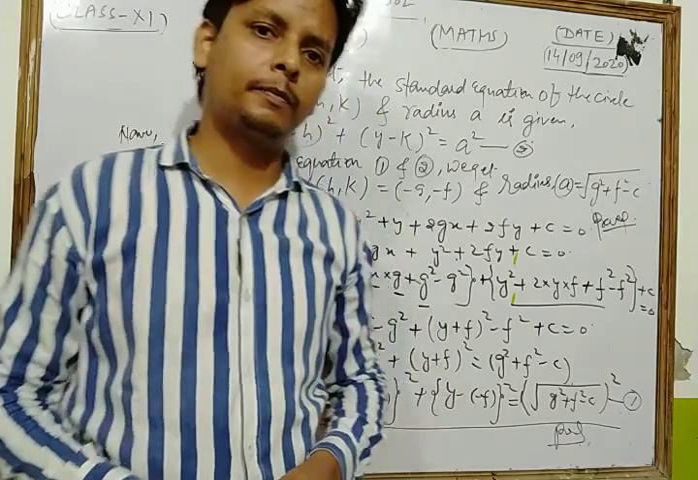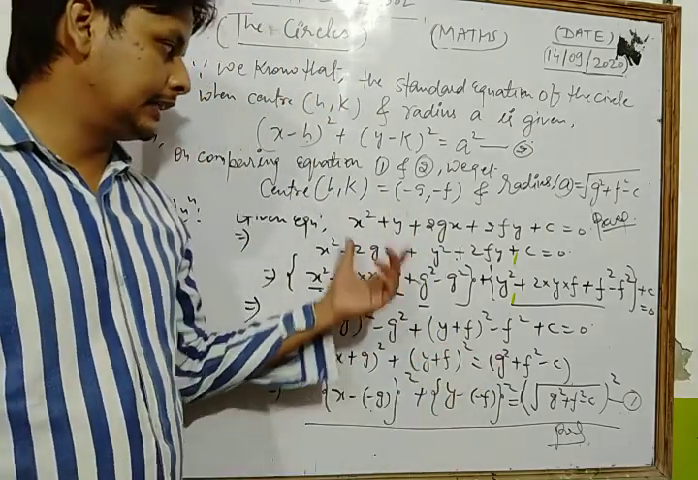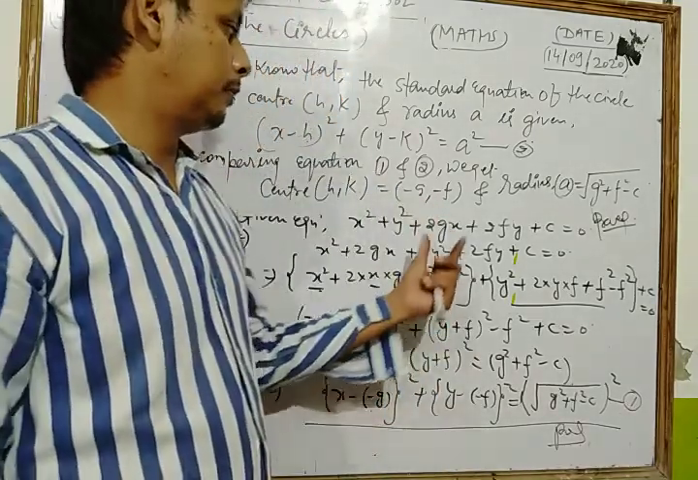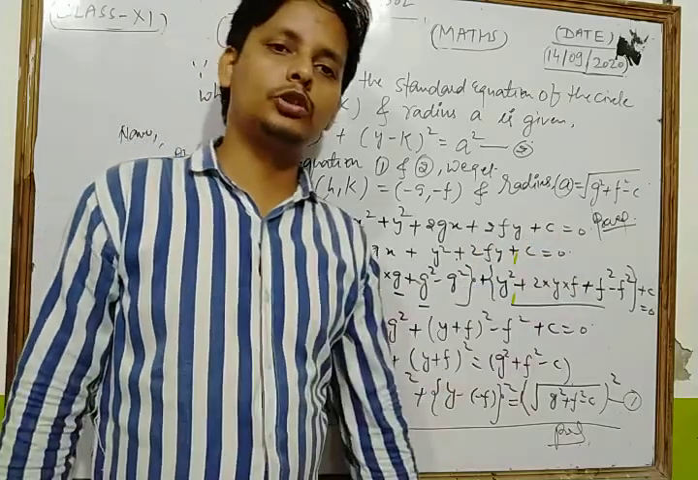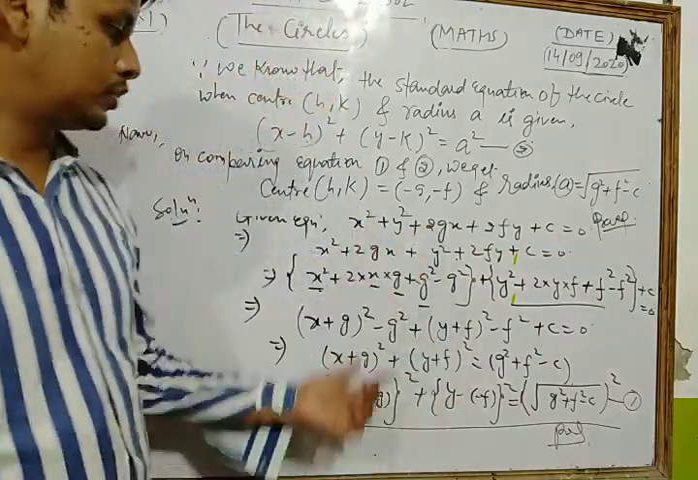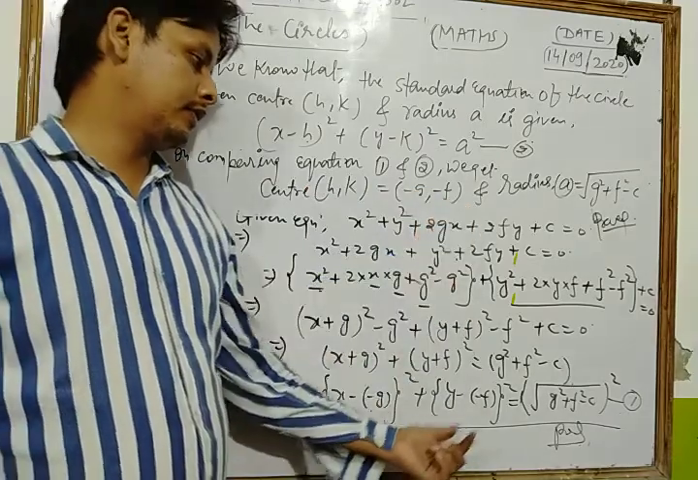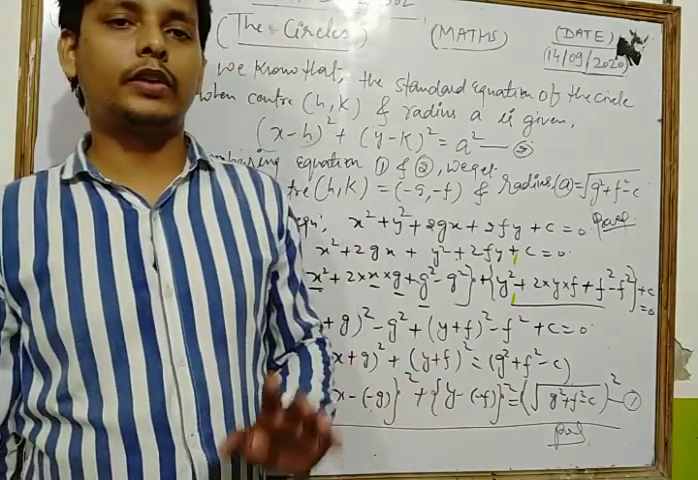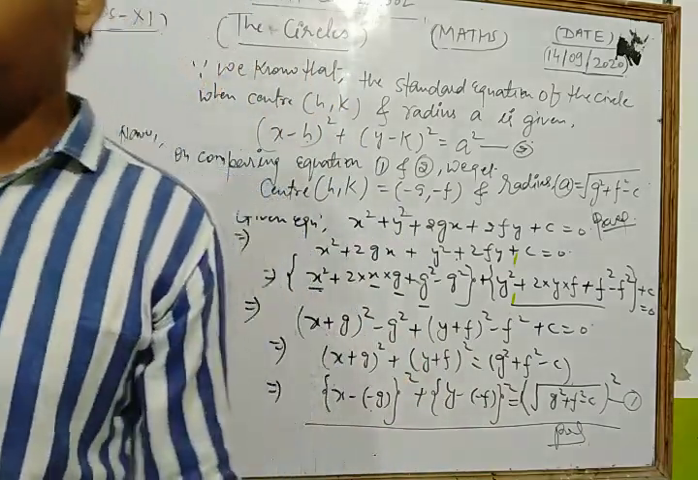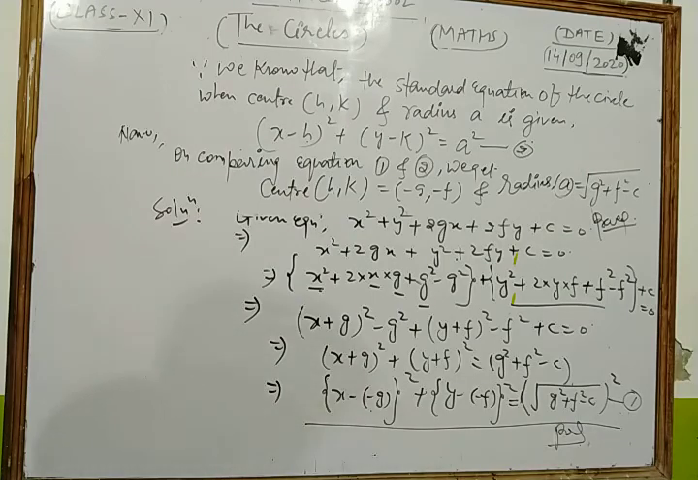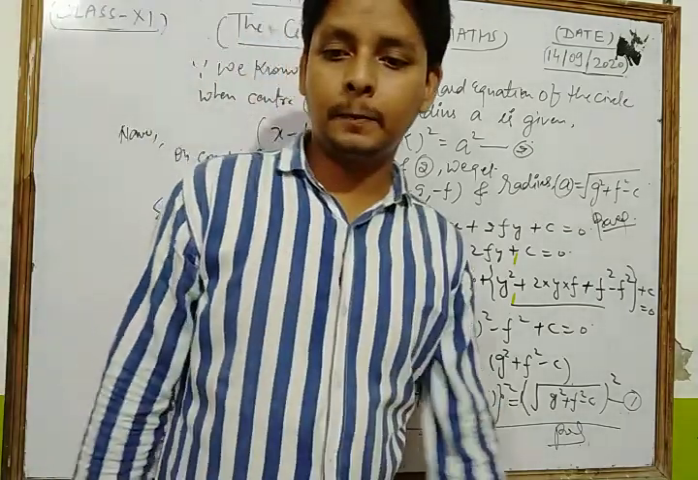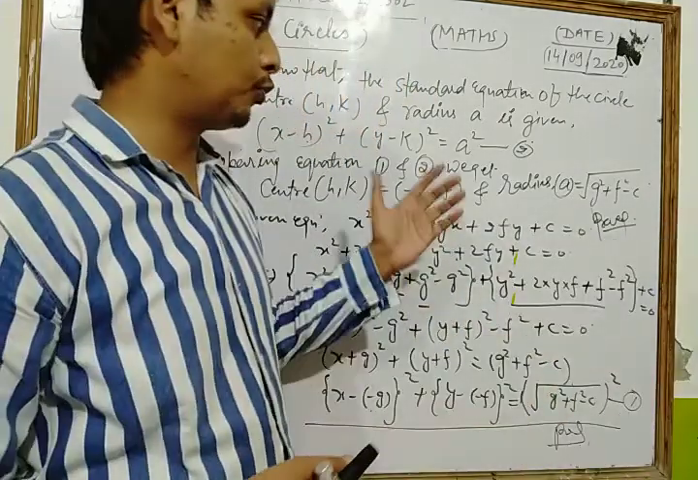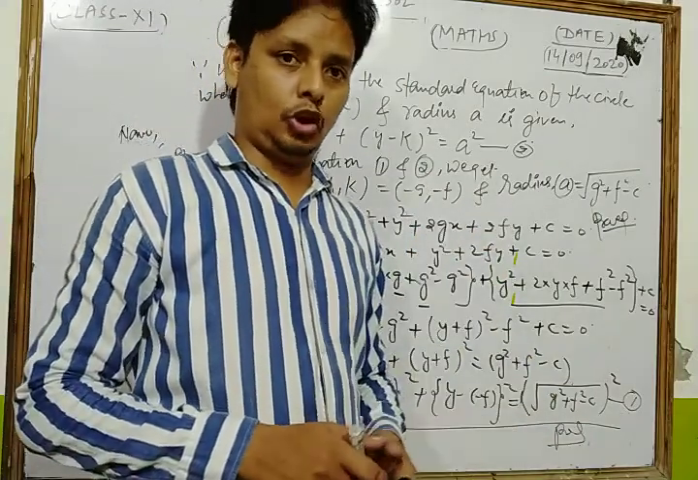Thus, dear students, in this way we have shown that the equation x square plus y square plus 2gx plus 2fy plus c is equal to 0 always represents a circle whose center is (minus g, minus f) and radius equal to under root g square plus f square minus c. So this is a very important concept related to that topic. Now, dear students, we discuss some important points of that topic. Let's see.